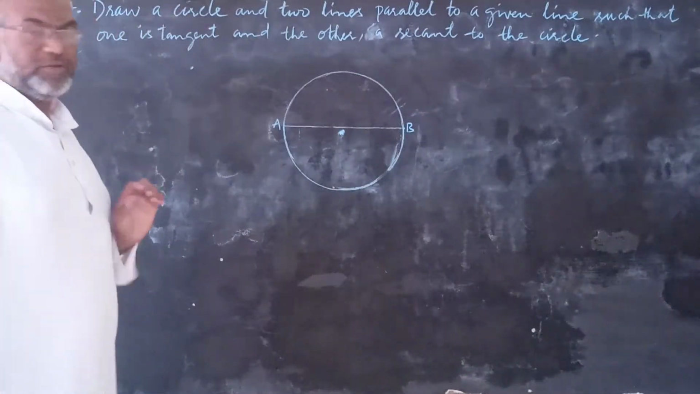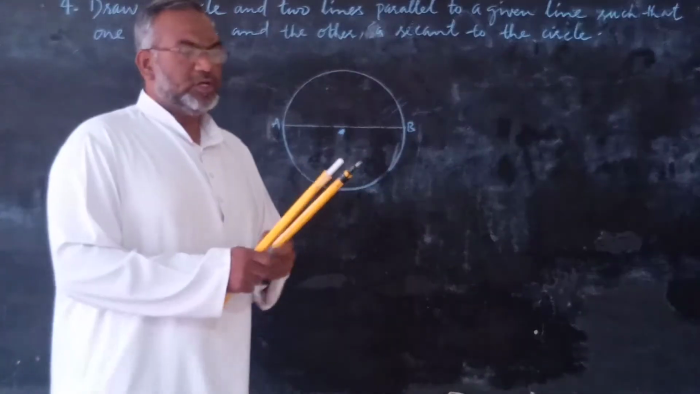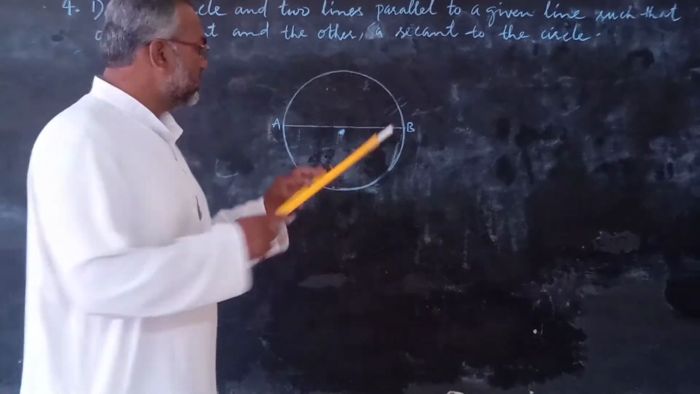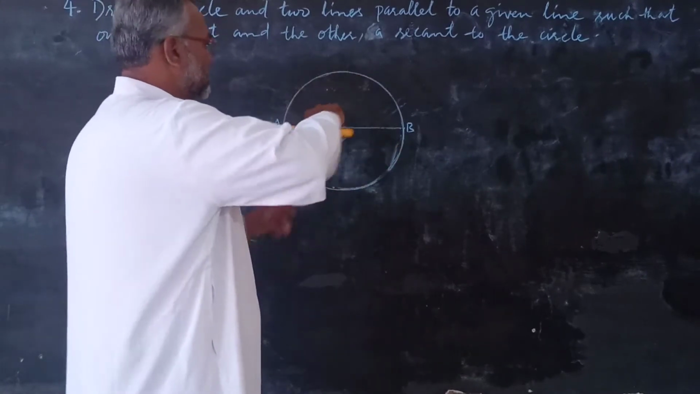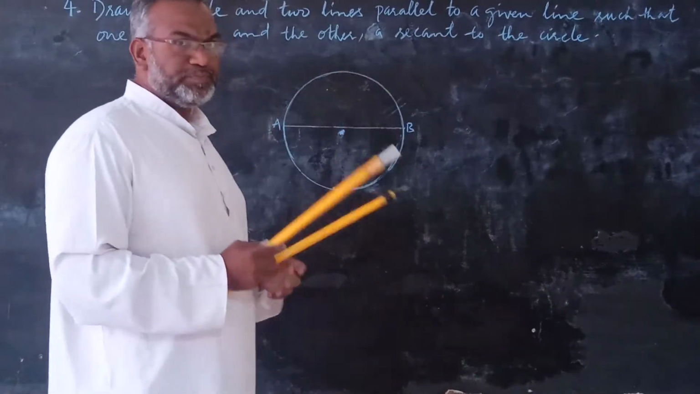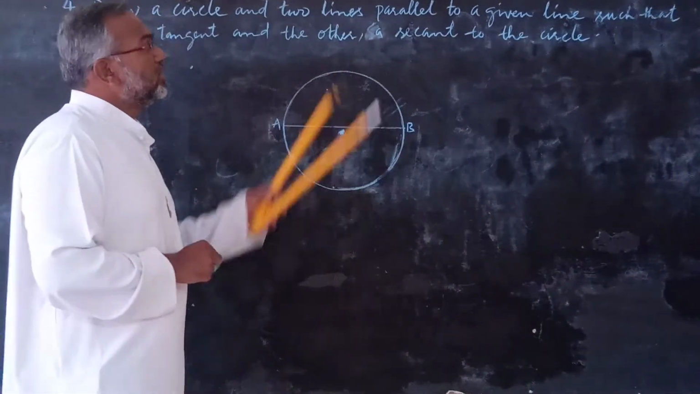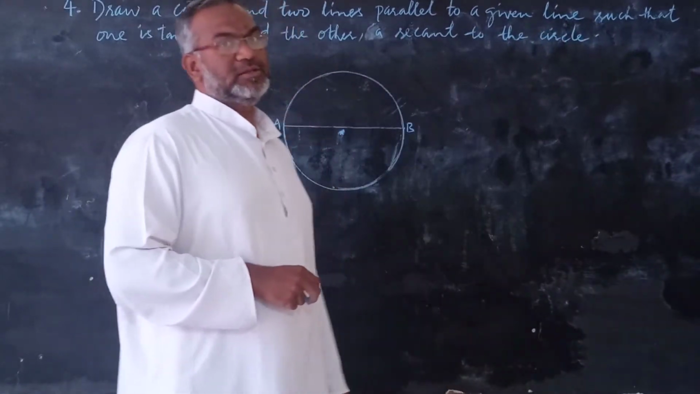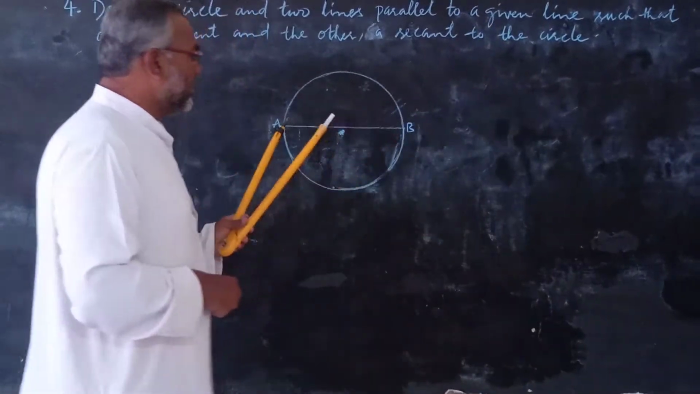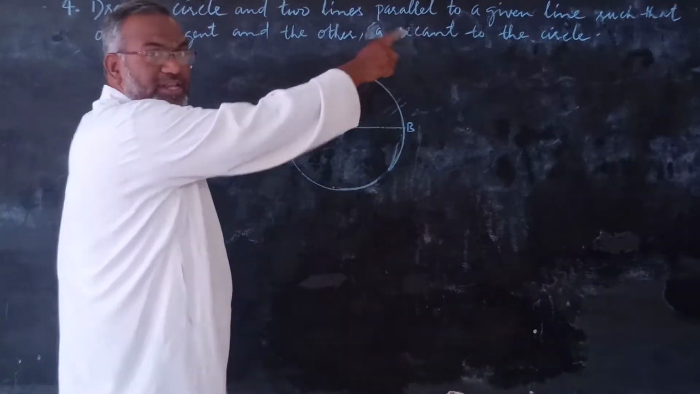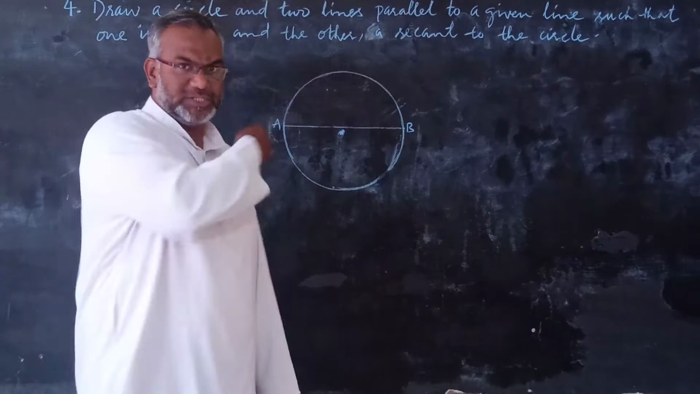Draw a circle. We have already drawn a circle. You can use a compass, which is in your compass box, and draw the circle, right? We have to draw two lines parallel to a given line. That given line is already here, AB. AB is the given line, which is a chord of the circle, right?